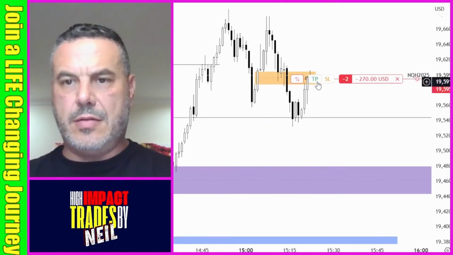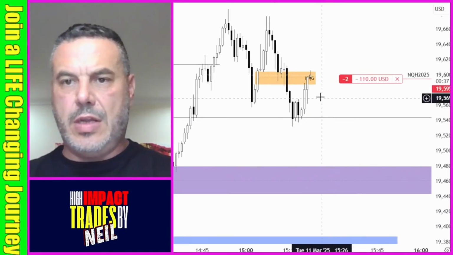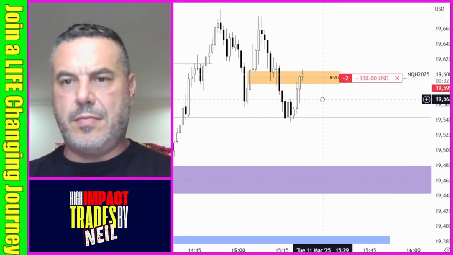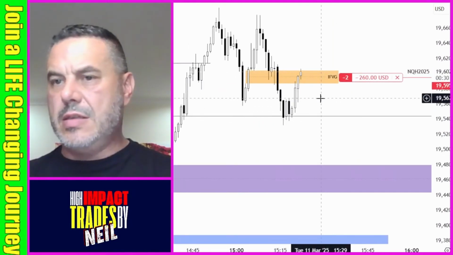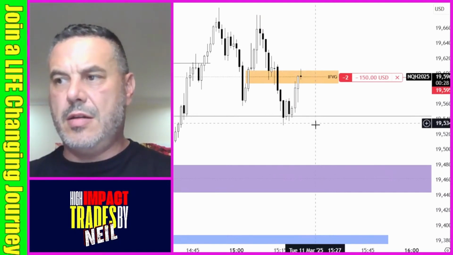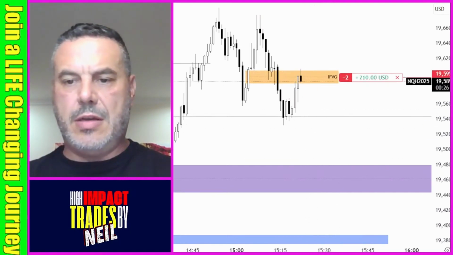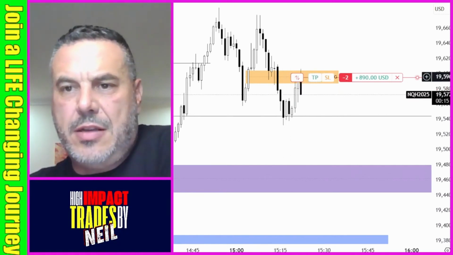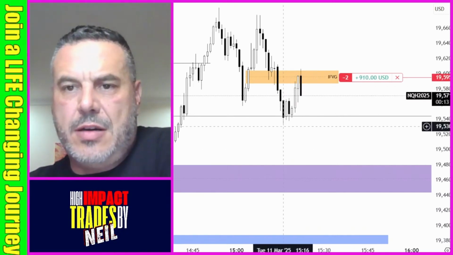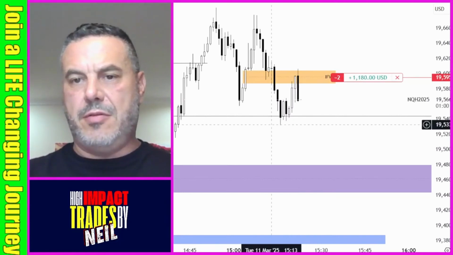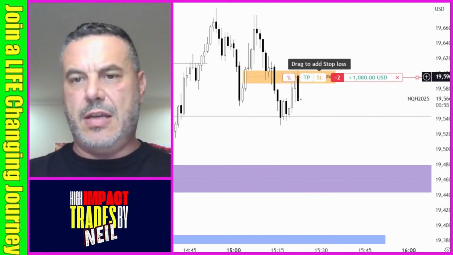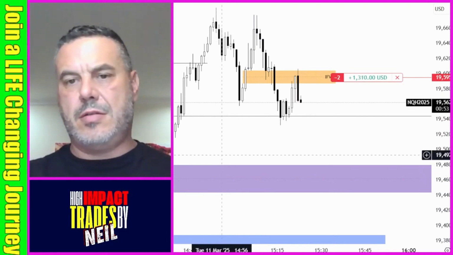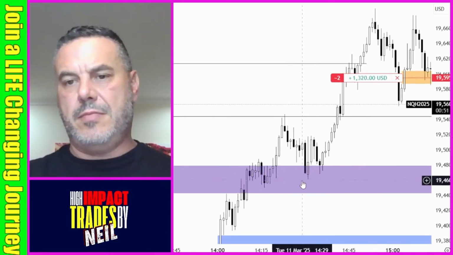Okay, so now we're in this trade. What we need to see is we want to see price reject to go lower here. Obviously, if you're a scalper, you would take your trade up here and target this low. And then obviously if you break this low, you move your stop to break even. And then you target these equal lows right here.